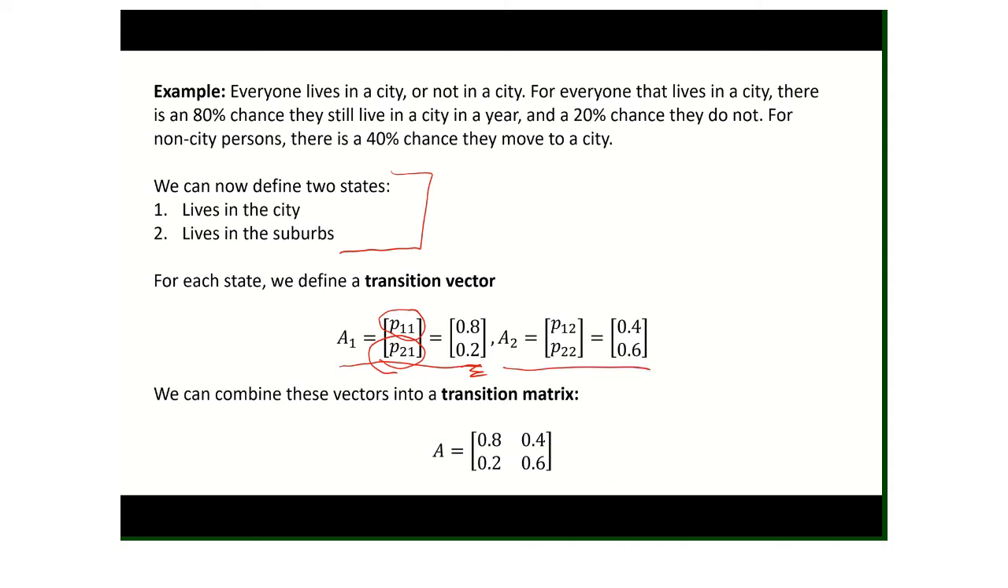State 2 is suburbs or non-city. So P12 is the probability that someone starts in the suburb, or starts outside a city, and transitions into a city. P22 is that you start outside a city and your transition is that you stay outside the city. Combine them into your transition matrix, and that should look familiar to you.